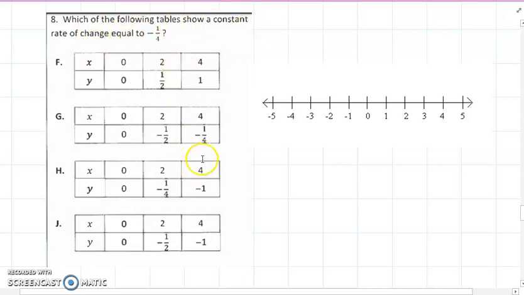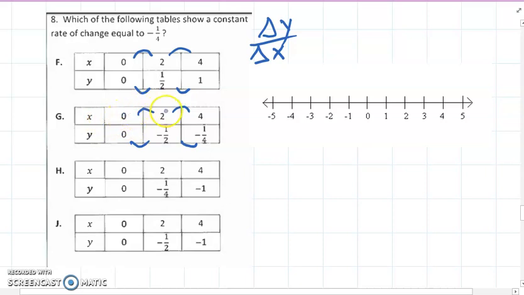Okay, number 8, which of the following tables shows a constant rate of change equal to negative 1/4? So in this problem, you're going to have to use the change in the y over the change in the x. You're going to have to find the pattern. So think here. You have to find the pattern from here to here. For example, let's look at G. I don't know, maybe it could be the answer.